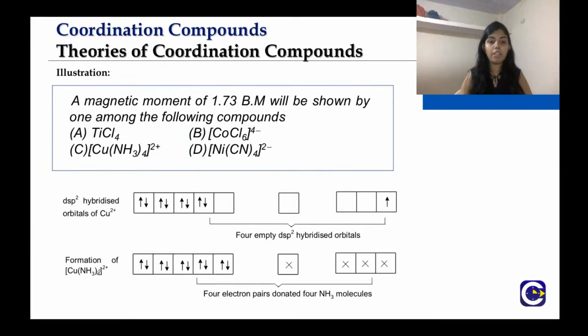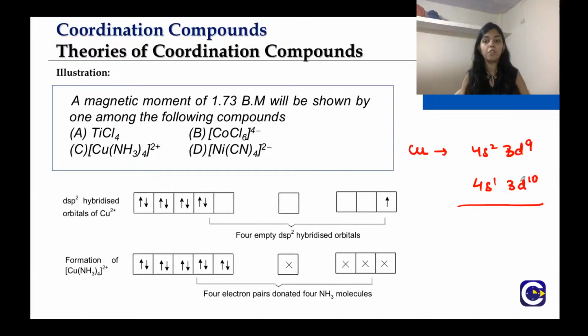I'll explain it once again. Here, if you see, copper is 4s2 3d9, or you can also say 4s1 3d10 to be more appropriate because of the anomalous configuration that it follows. So copper 2+ will be d9, right?